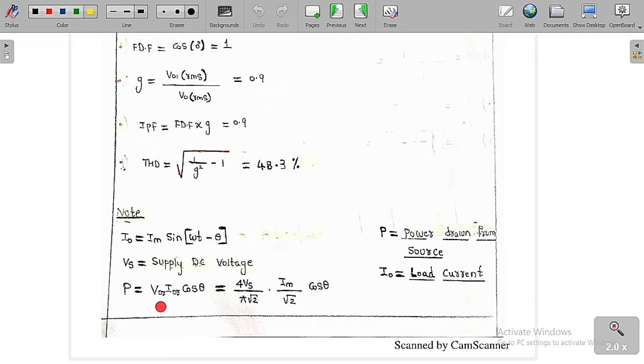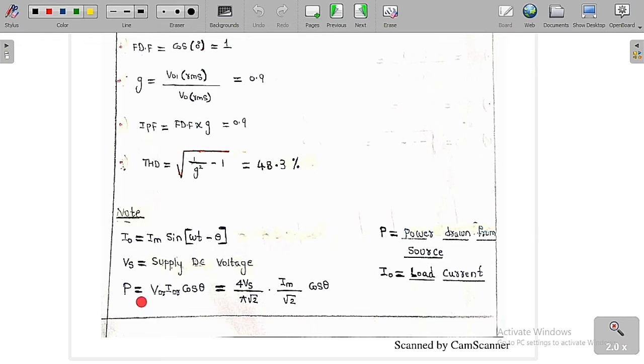So P is equal to the simple formula: output RMS voltage times output RMS current times cos theta. So this is the cos theta. The voltage here is the fundamental component, the RMS value of the fundamental component of the output voltage. See, listen carefully here. As the output voltage is a periodic signal, it is going to have many frequency terms. Out of those frequency terms, you have to take only the frequency which is omega. So omega is nothing but the fundamental component.